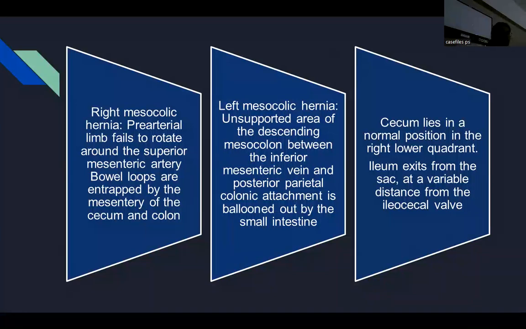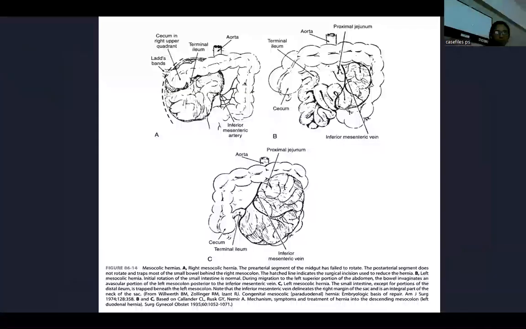In the left mesocolic hernia, we have to see that here the small bowel is rotating normally, and there is no incomplete rotation. Here, the unsupported area of the descending mesocolon between the inferior mesenteric vein and the posterior parietal colonic attachment will be ballooned out, where there will be herniation of the small intestine. So in the patients who present with the mesocolic hernia, they will have the normal position of the cecum, and it will be present in the right lower quadrant, and the ileum will exit from the sac of the mesocolons.